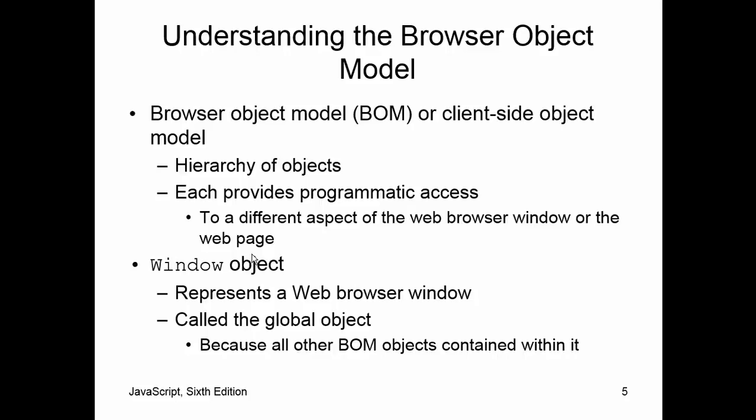So before we talk about the DOM, the document object model, let's talk about the BOM, which is the browser object model. As you can see right here, the BOM is a hierarchy of objects. Now it says each provides programmatic access. What does that mean? Literally, it means that you're able to manipulate anything in the BOM using JavaScript programming.